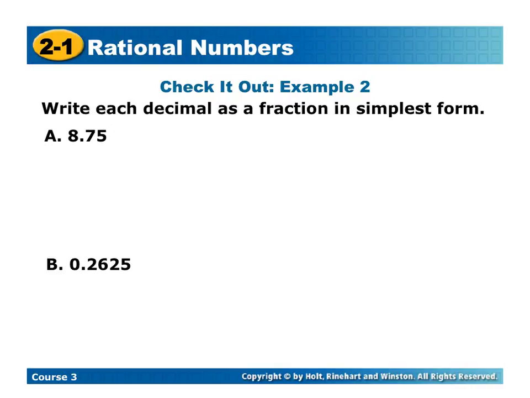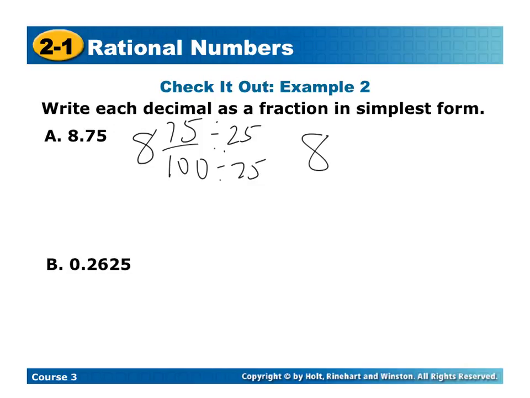So let's look at just a couple more examples. If you want, go ahead and pause the video, try them out, and just check your work. So here we have 8 and 75/100, so it's going to be 8, 75 over 100, but we can reduce that. Divide each by 25. And that is going to give us 8 and 3/4.